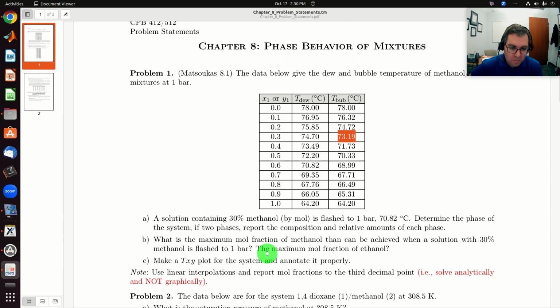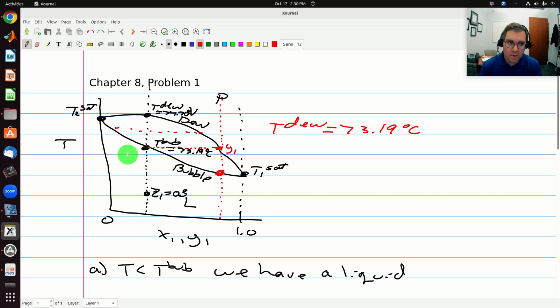If I want to find the maximum mole fraction of ethanol, well, ethanol is the least volatile component, so it's going to concentrate in the liquid phase. Maximizing x2 is the same as minimizing x1, and that's going to happen at my dew line. That's going to be the furthest I'll be able to get to the left on my bubble line. So if this were x1 min, I just need to find, so that's T bubs. So now I just need to do the same interpolation.